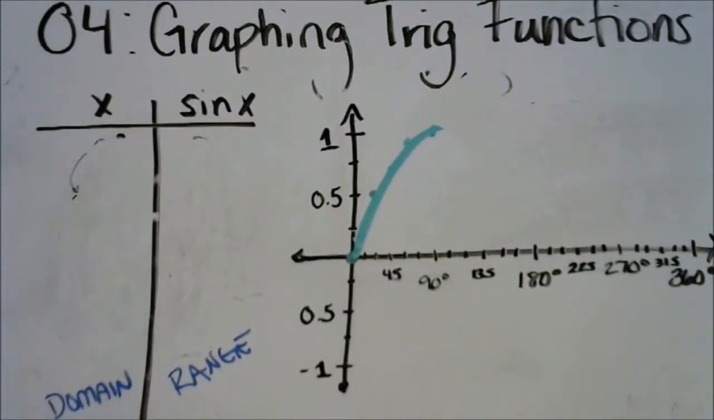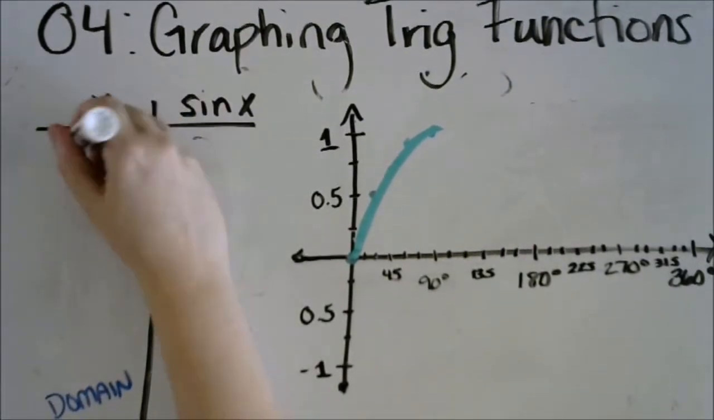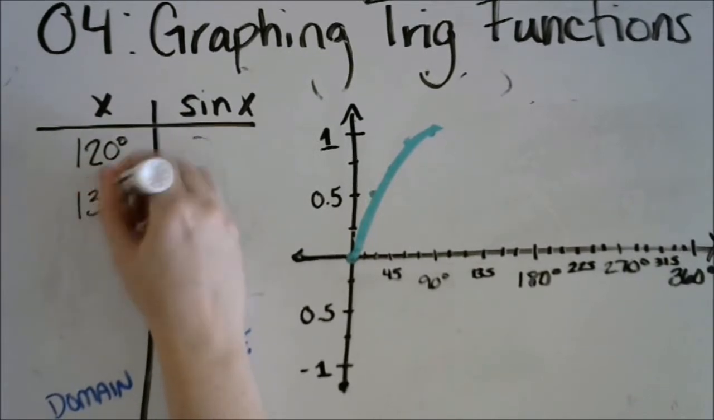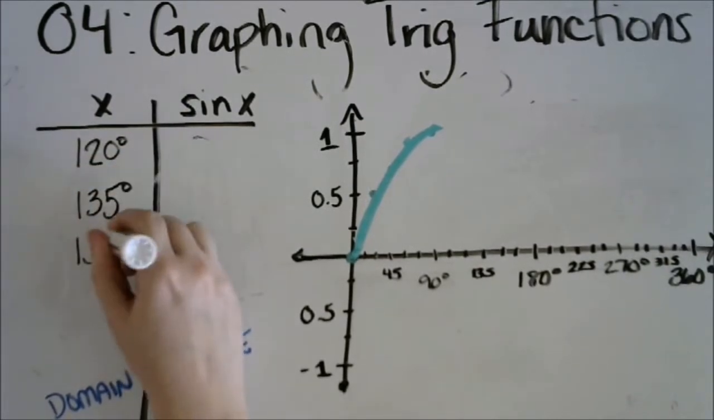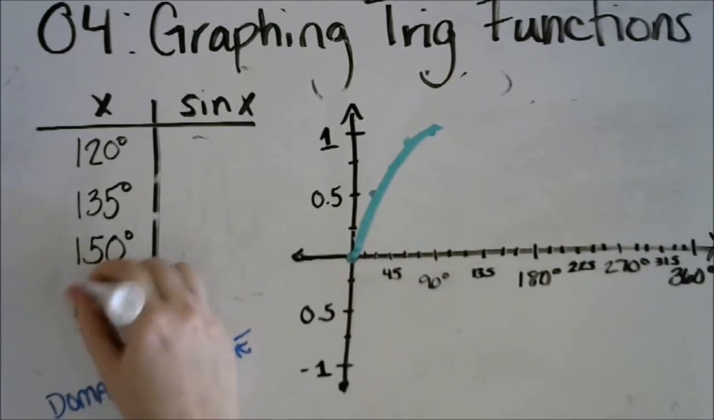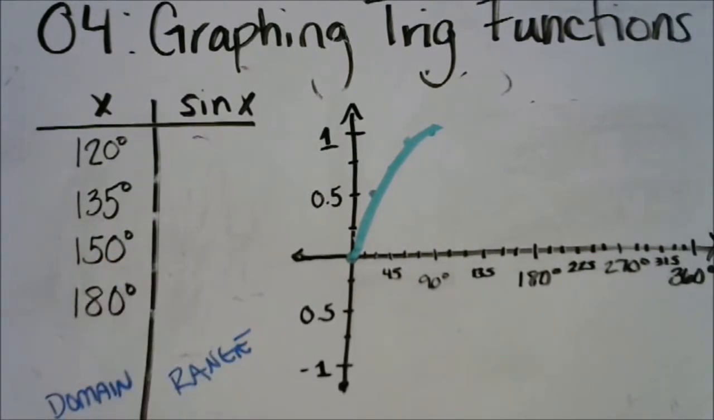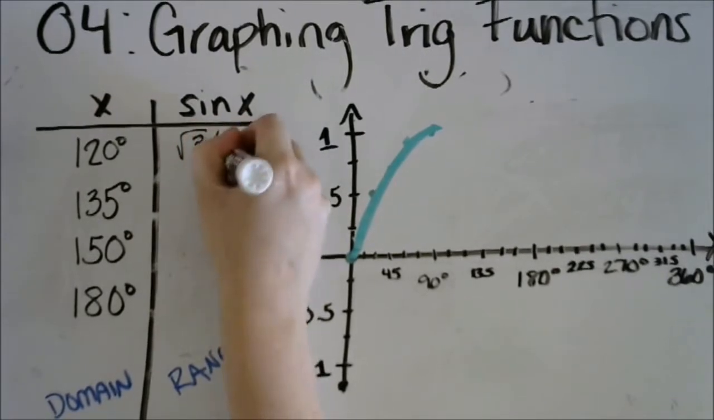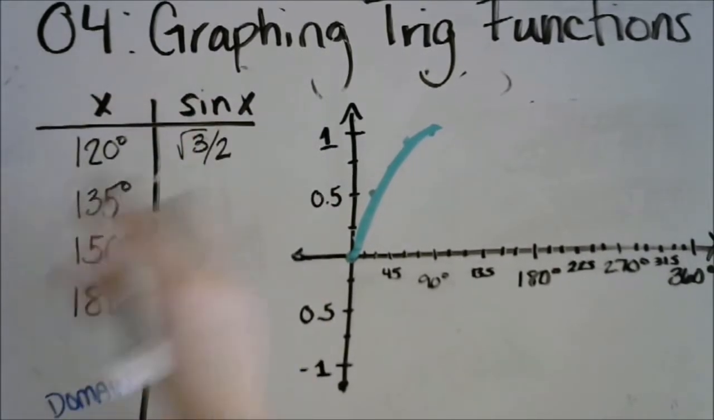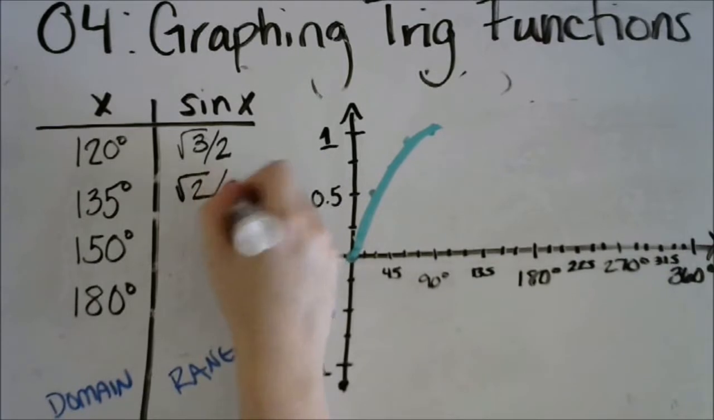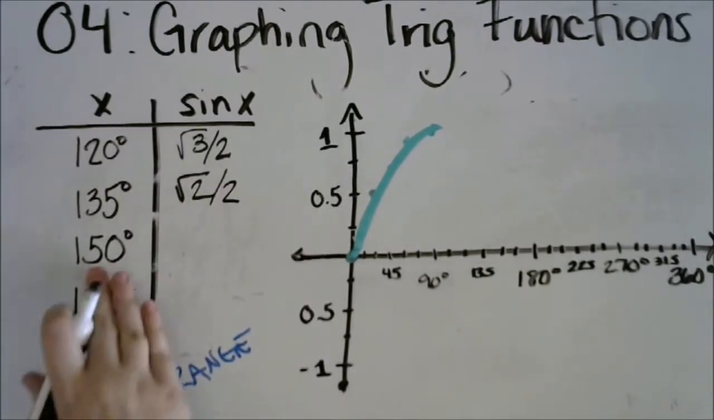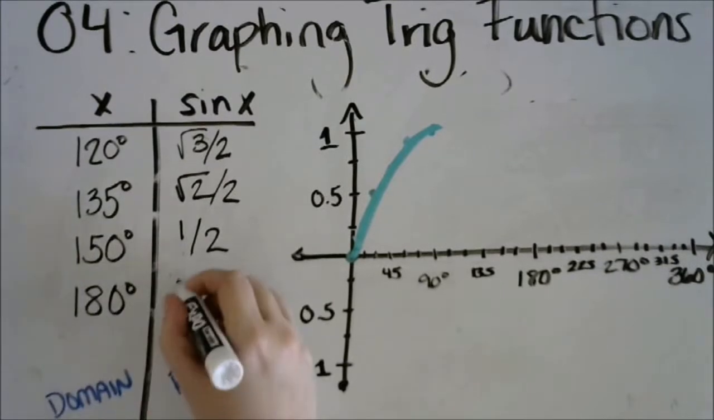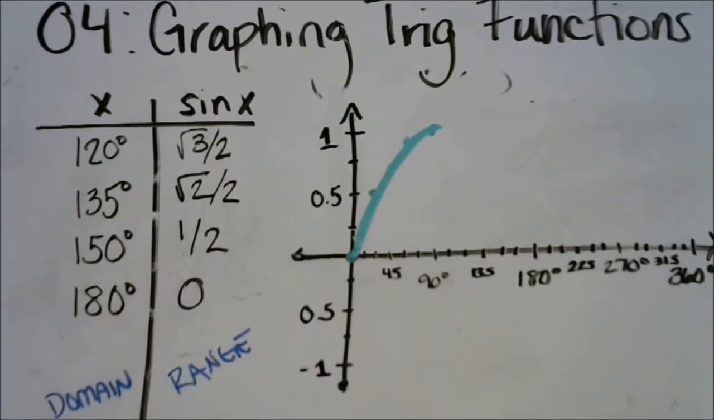we see that sine takes on the following values: 120, 135, 150, 180. At 120 degrees, sine is rad 3 over 2. At 135 degrees, sine is rad 2 over 2. At 150 degrees, sine is 1/2. And at 180 degrees, sine is back to 0.